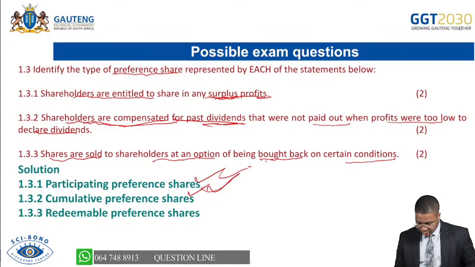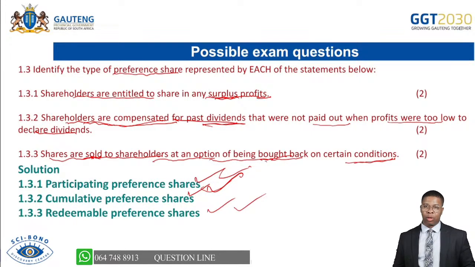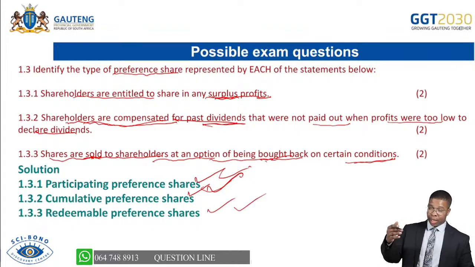Then that's your cumulative. Then with redeemable preference, shares are sold to shareholders with the option of being bought back on a certain condition. So this is redeemable, because these shares can be bought back.